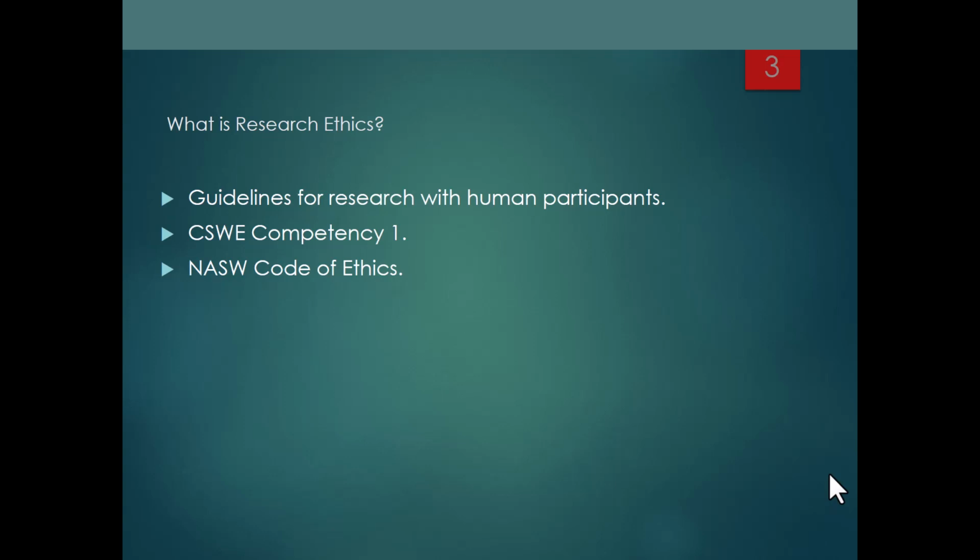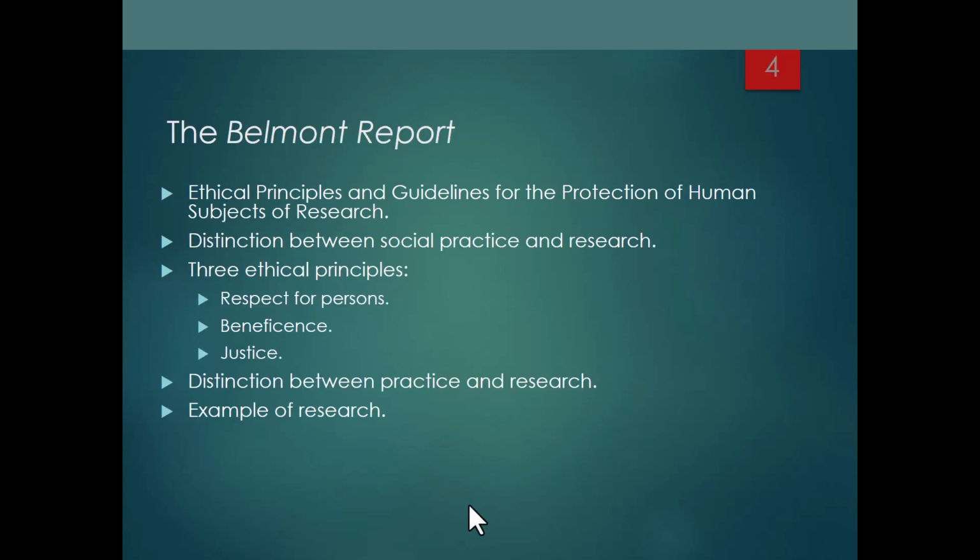NASW Code of Ethics Evaluation and Research Standards, Section 5.02, outlines the guidelines for conducting program and practice evaluation and research. The report makes a distinction between social work practice and research. Practice refers to interventions designed solely to enhance the well-being of an individual patient or client and that have a reasonable expectation of success. Research designates an activity designed to test a hypothesis. It permits conclusions to be drawn and thereby develop or contribute to generalizable knowledge.